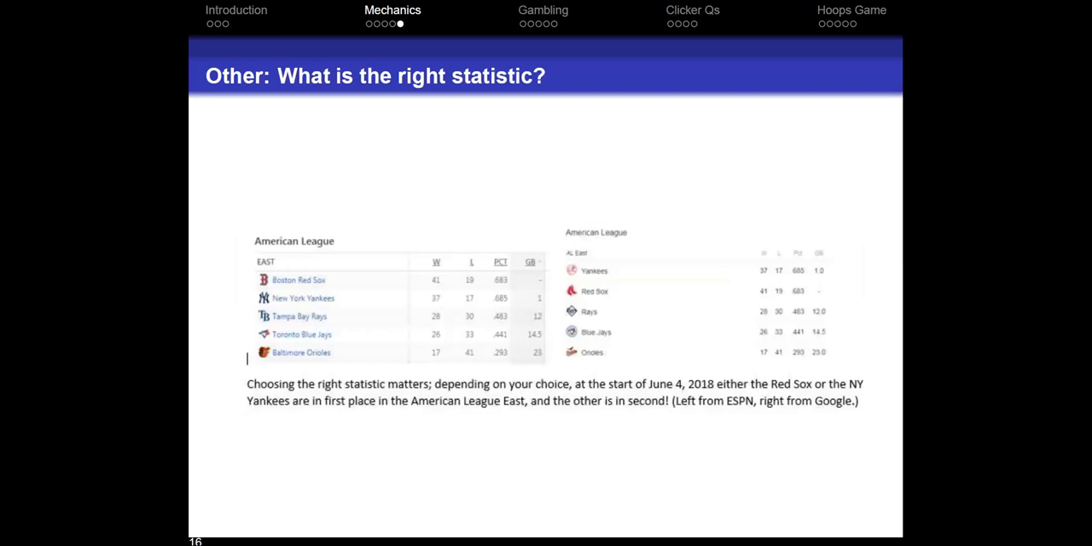All right, is this readable? Yeah. Okay, anybody read 1984? Okay, so this is the question on what is the right statistic?